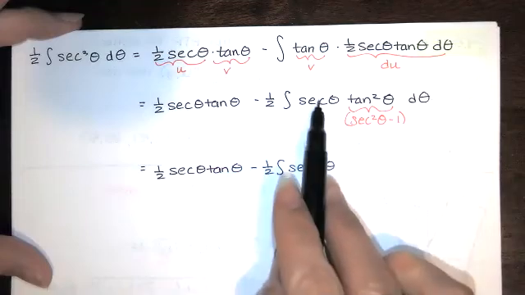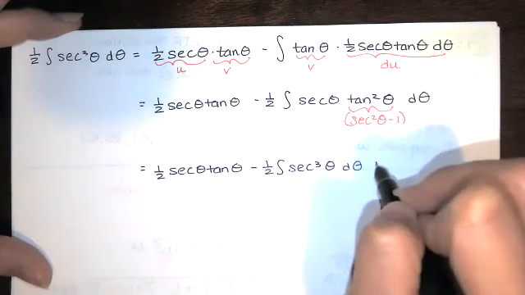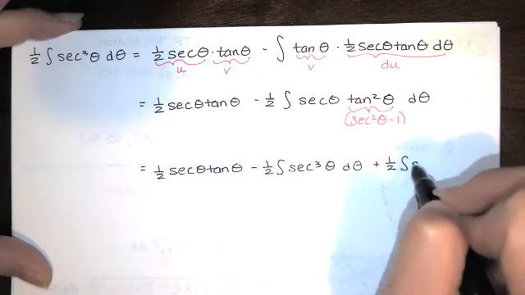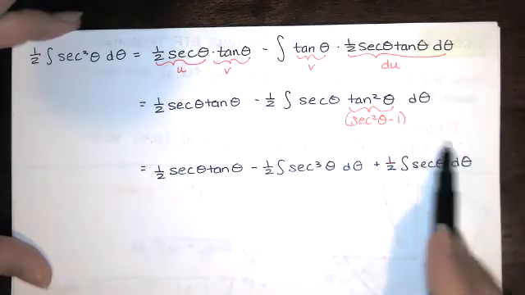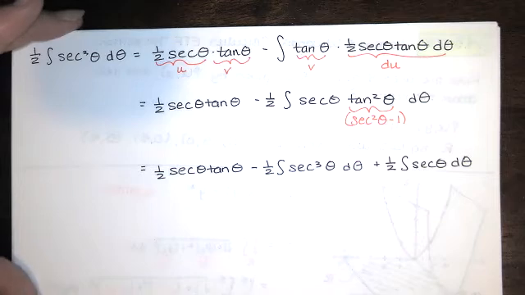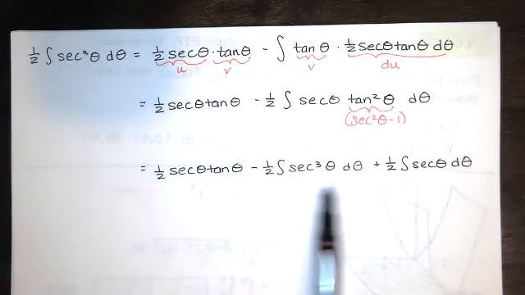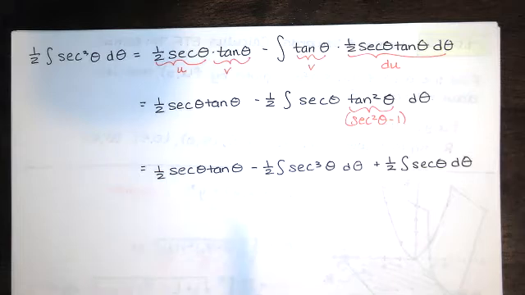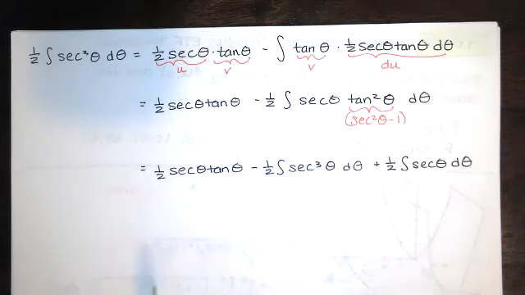And then a negative 1/2 times secant times negative 1 is going to be positive 1/2 secant of theta d theta. And we have a rule for this. Now, if you're saying to yourself, uh-oh, isn't that the integral that we started with? You're absolutely right. The integral that we started with actually appears on both sides.